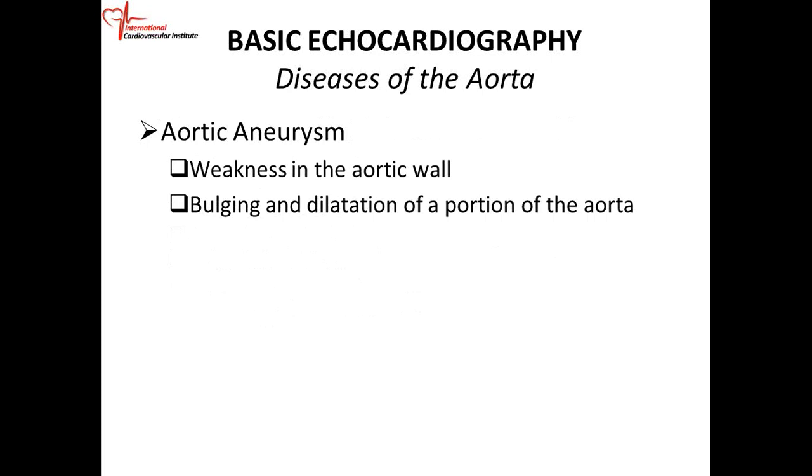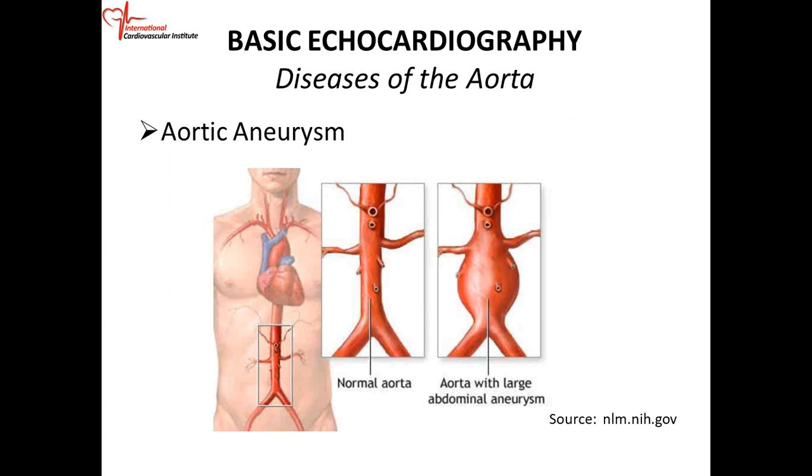So for you to get an aortic aneurysm, there has to be a weakness in the wall of the aorta, and then you get a bulging. You have a bulging and dilatation of that portion of the aorta. So first, the wall has to be weakened for you to get that condition. So this is what your normal aorta should look like. And remember, we said the upper limit is about 3.5 centimeters.